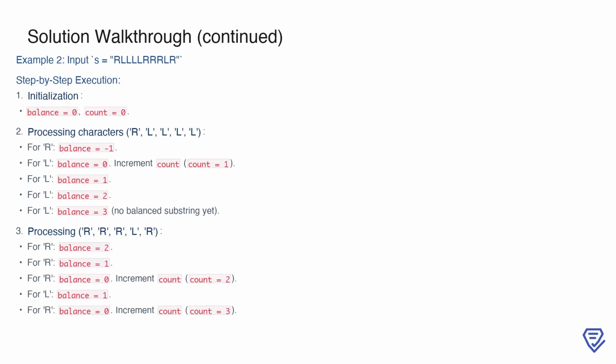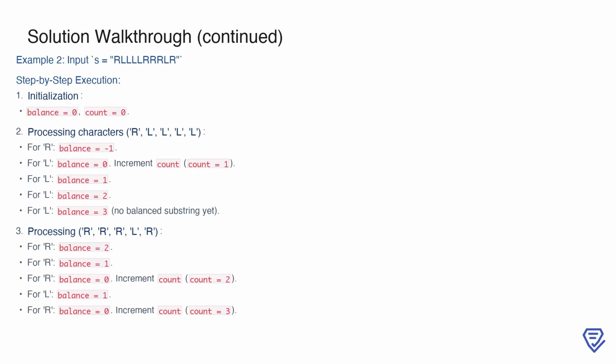Since balance is not 0, no additional balanced substring is found at this stage. Next, we process the sequence R, L, and R. For each of the first three R characters, balance decreases from 3 to 2, 1, and finally 0. At this point, we identify another balanced substring and increment count to 2.